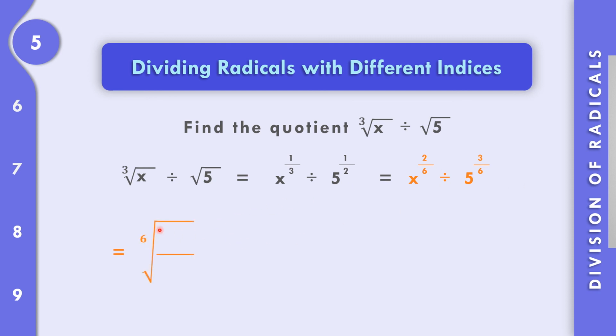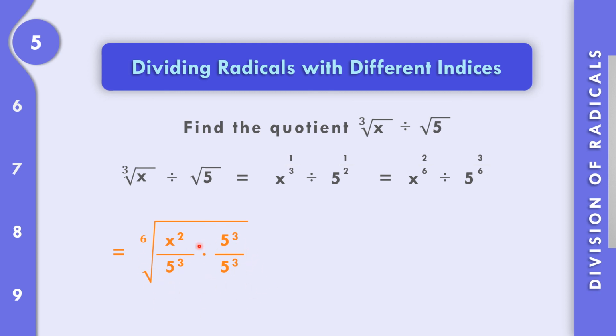So that becomes the 6th root. Let us put it inside the radical sign. So that becomes the 6th root of x squared, over the 6th root of 5 cubed. Let us see what could be the number to be multiplied to make the denominator a perfect 6th root. That is 5 raised to the third power. Why? 3 plus 3 is 6. So this becomes 5 to the 6th power.